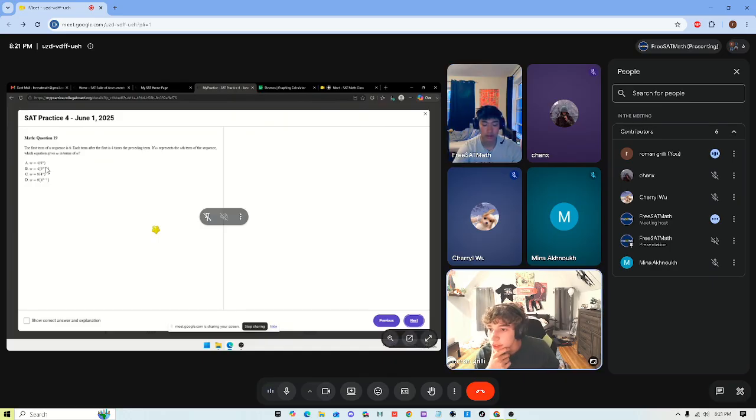The first term of a sequence is 9. Each term after the first term is 4 times the preceding term. If W represents the nth term of a sequence, which equation gives W in terms of n?